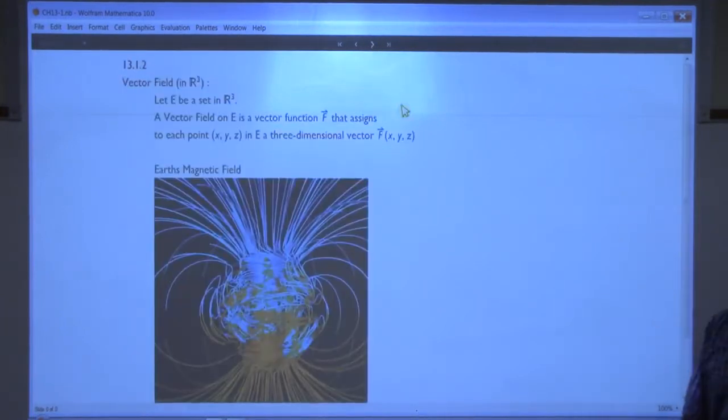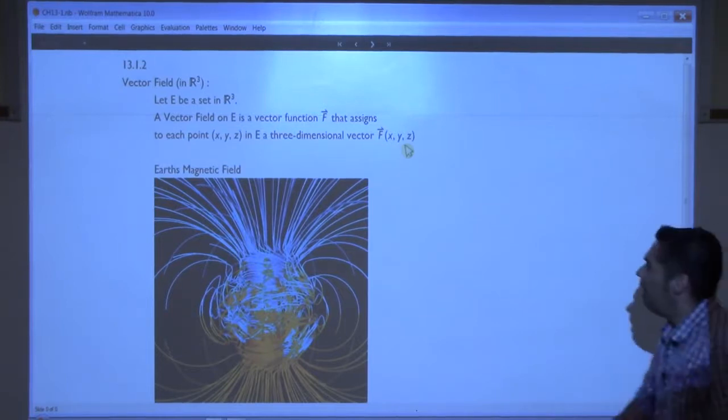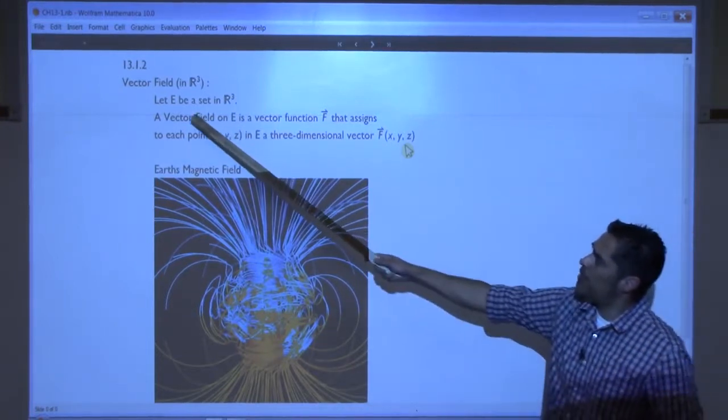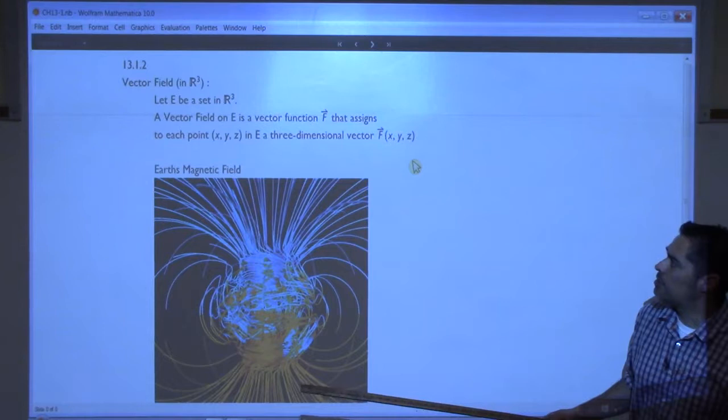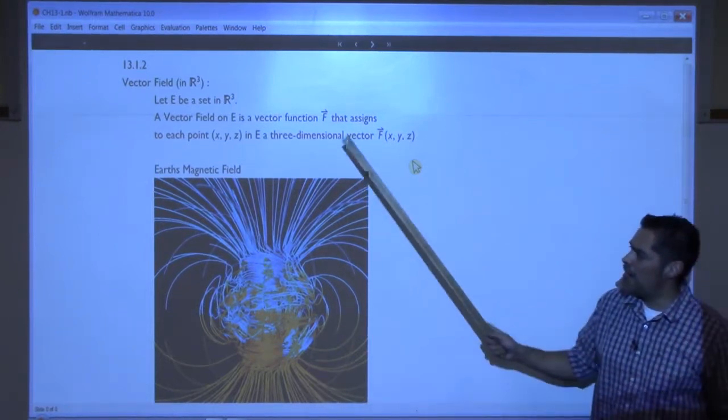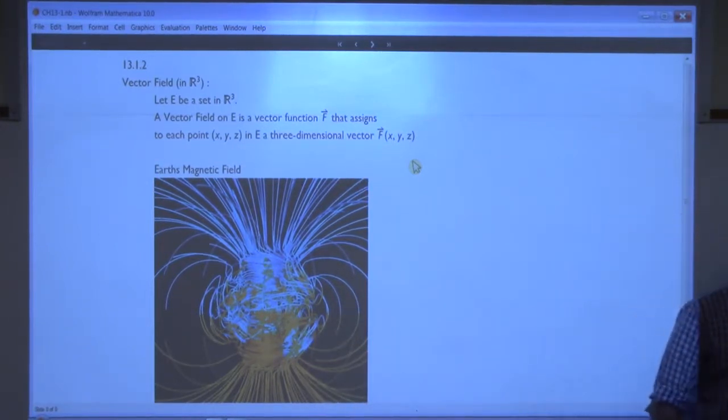Okay, so what about if we look at a vector field in R3? So now you're in three-dimensional space. So you now have some region E in three-dimensional space. And you're going to define at every point in that three-dimensional space a vector.